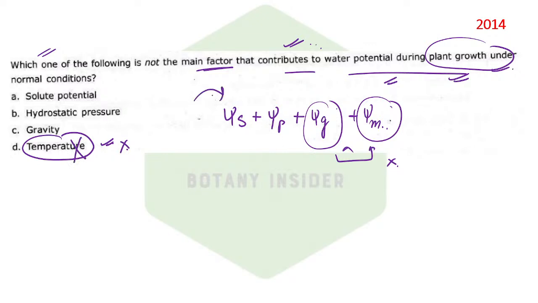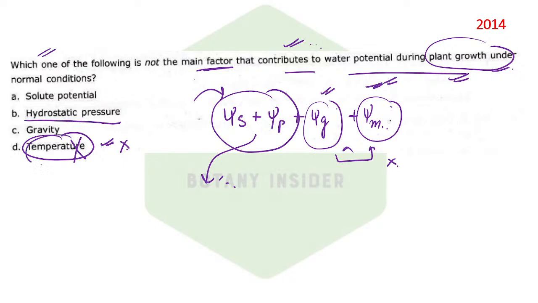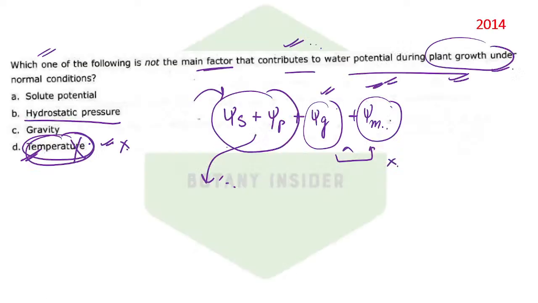You have to remember the main formula, the actual formula, which involves your solute and pressure only. But if you look into the formula which includes all four components, the remaining two are gravitational and matrix. The answer is option D. D is the correct answer for this particular question.